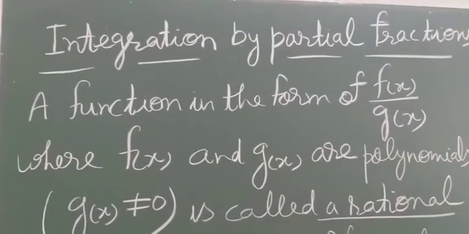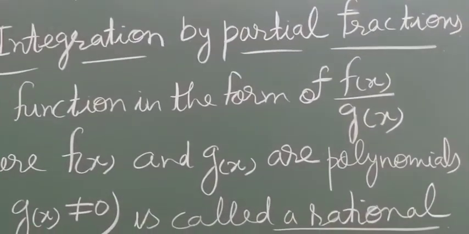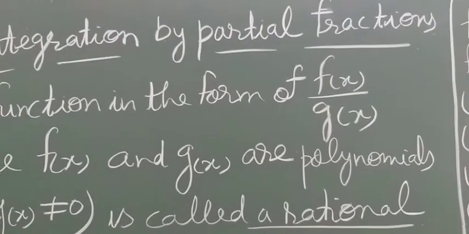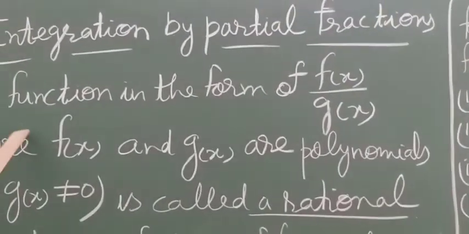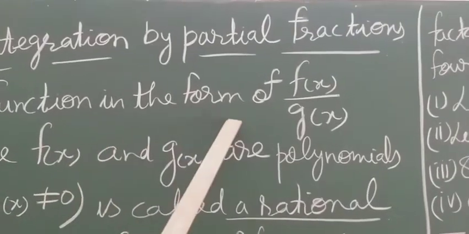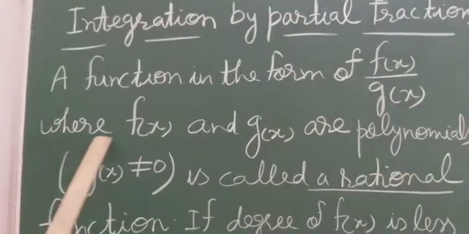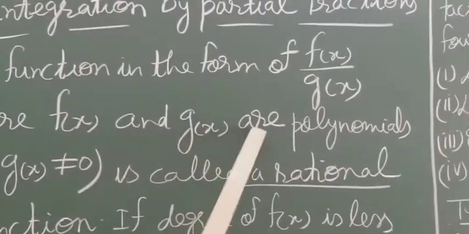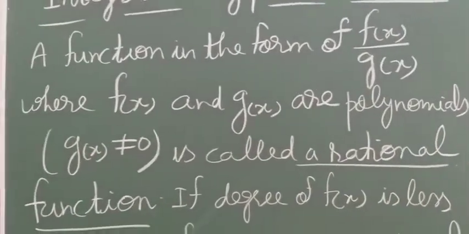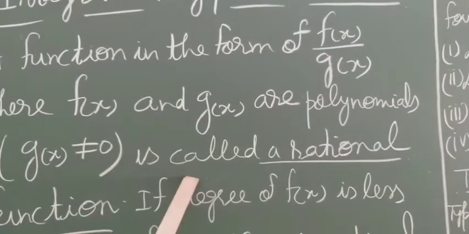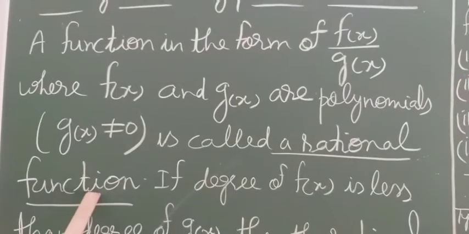Okay, so first of all we have to learn what rational functions are. A function in the form f(x) upon g(x), where f(x) and g(x) are polynomials and g(x) is not equal to 0, is called a rational fraction.